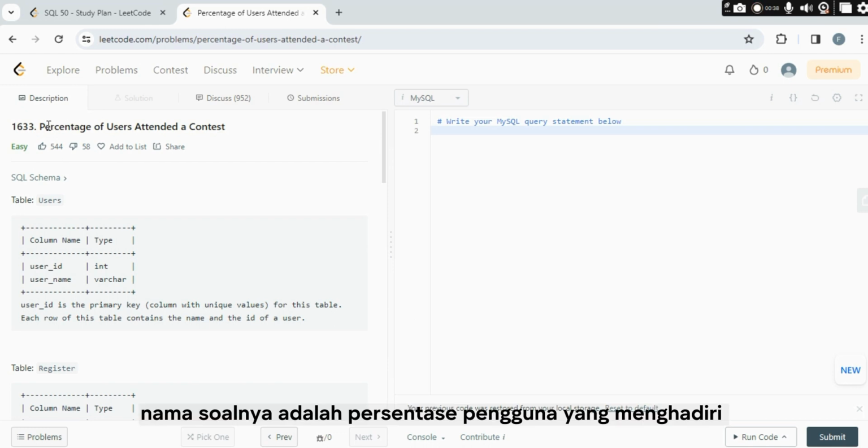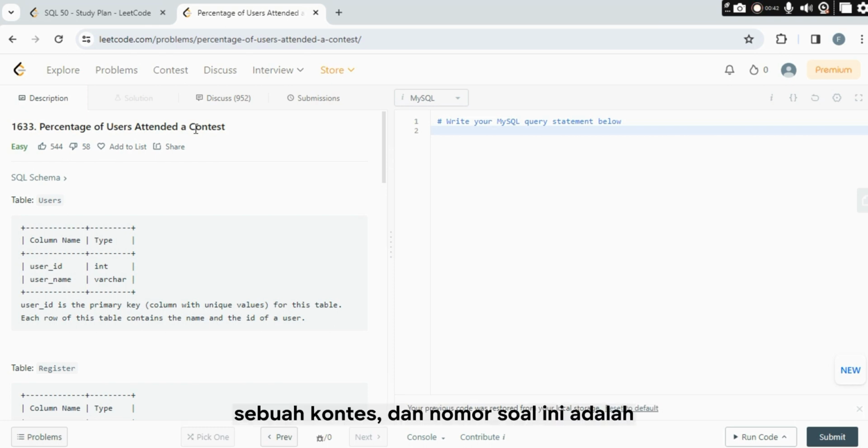The name of the problem is percentage of users attended a contest, and the number of this problem is 1633. The difficulty of this problem is easy, and the type of this problem is specifically basic aggregation functions.